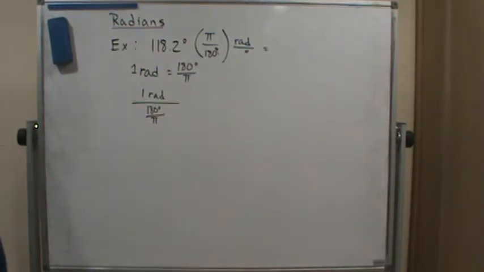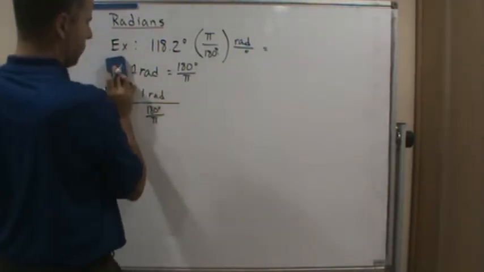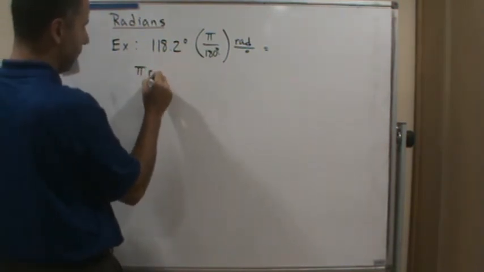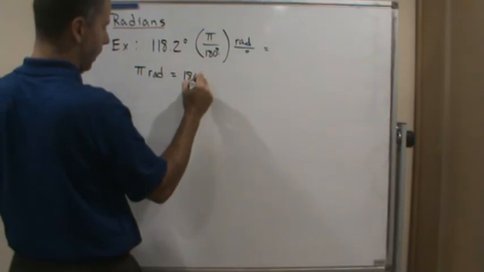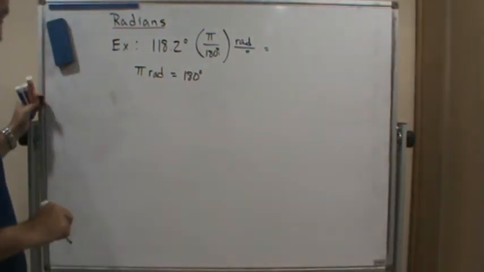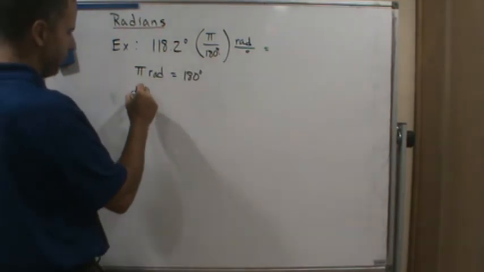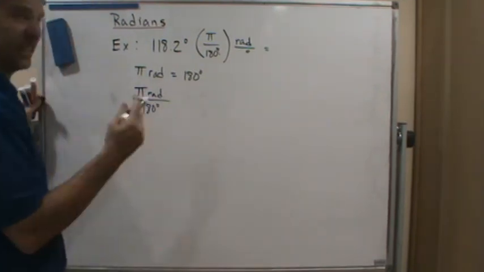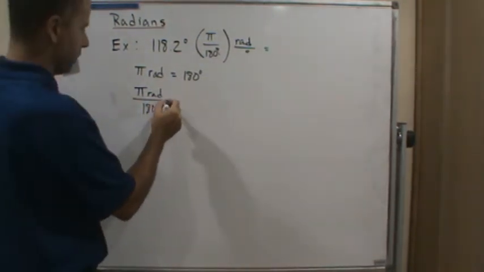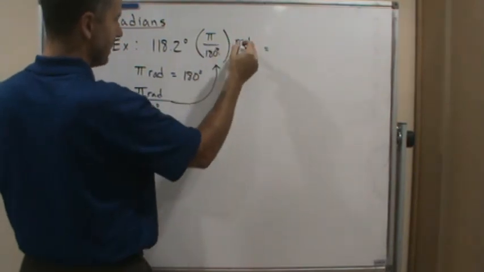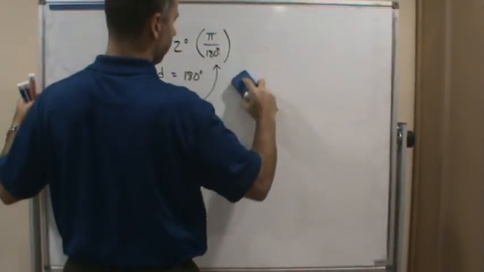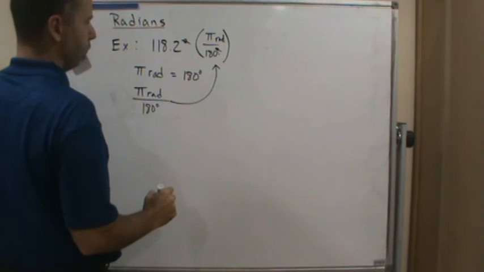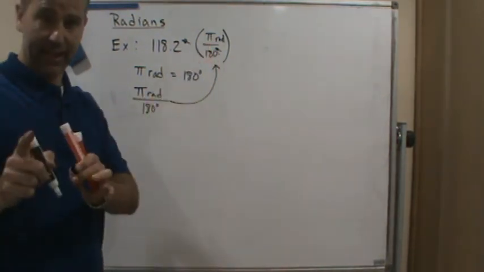Okay? And to see this even better, let's go back to an even simpler way of doing it. I know that pi radians is equal to 180 degrees. That's even better. Because now I can say, okay, pi radians over 180 degrees, and I get the exact same ratio that I multiply by. And so I've got radians on top, degrees on the bottom. So radians over degrees. The degrees cancel, and I'm left with radians, which is exactly what I want.